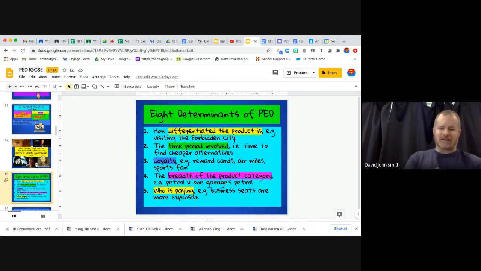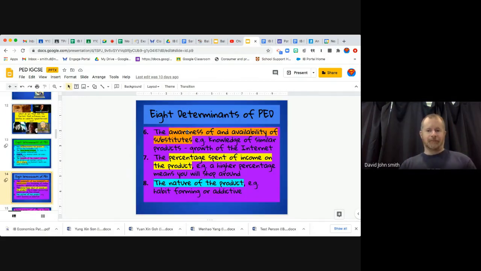Who is paying? We said that that had to do with whether this is coming out of your wallet or someone else's wallet. And if it's coming out of someone else's wallet, then it's more likely to be inelastic for you personally because you're not the one actually doing the paying for it.